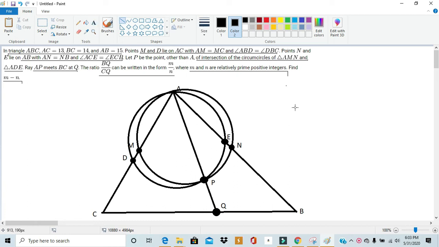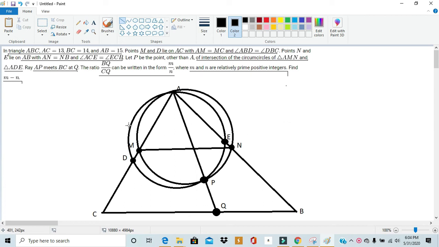So to solve this problem, the first thing we need to acknowledge is that trying to find that BQ over CQ when all our information is really centered around here is going to be kind of hard. So similar triangles will really help us out in solving this problem. We can generate one similar triangle by drawing a line between M and N.